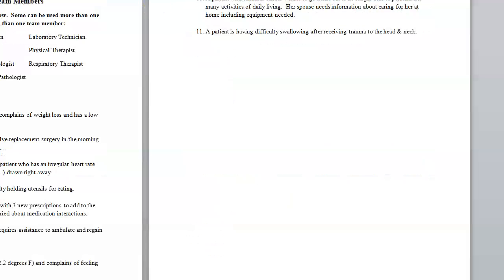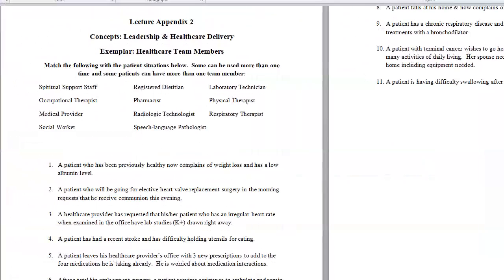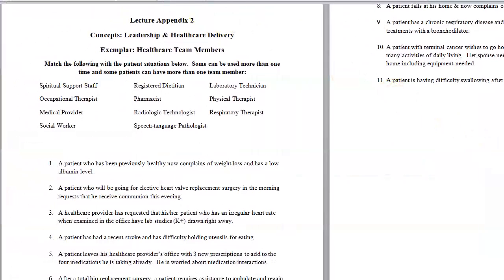All right, what I have here for you now is let's do this activity together. This would be in your Appendix 2. And we're just going to look at the various types of team members and kind of determine what would be their job or what would be their role in providing care to our patients. Okay, the first one is a patient who has been previously healthy, now complains of weight loss and has a low albumin level. And I want you to think back in Nursing 100 when I talked about albumin and the importance of that particular protein and what it does for the body.